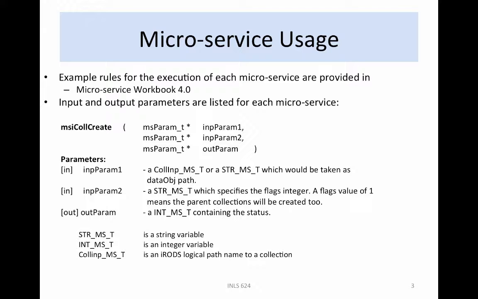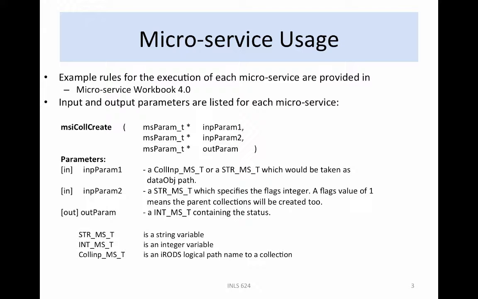The descriptions include the parameters used with each invocation of the microservice, a list of the input (bracket in) and output (bracket out) parameters. The type of each parameter is given. STR_MS denotes a string. INT_MS denotes an integer. Note that status returns are typically integers.